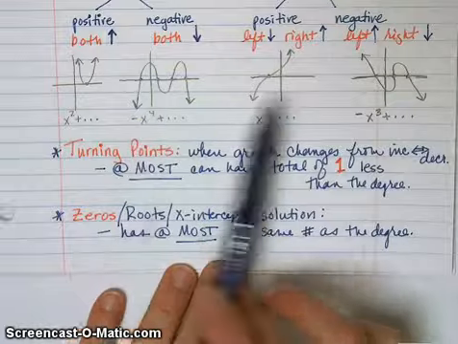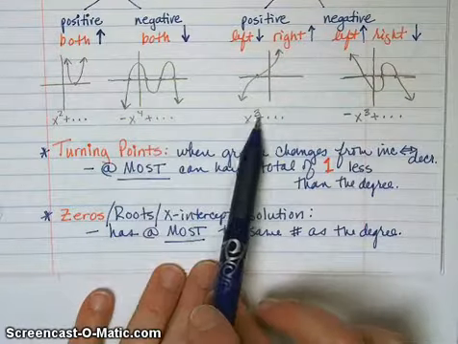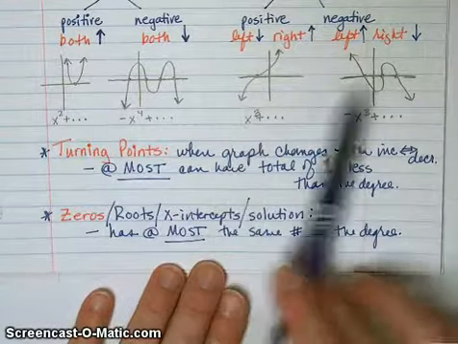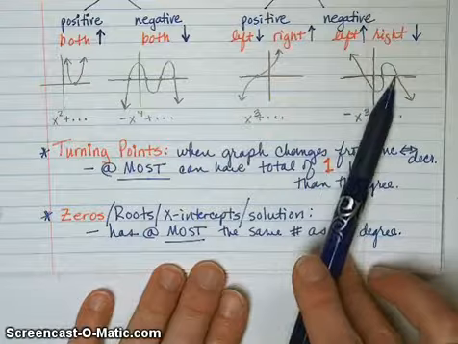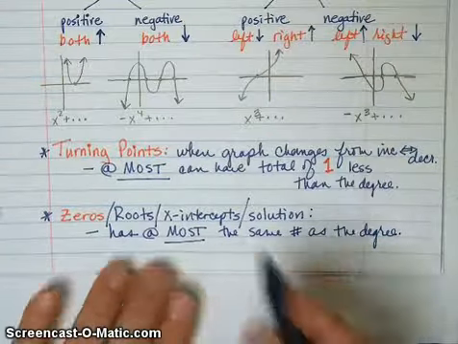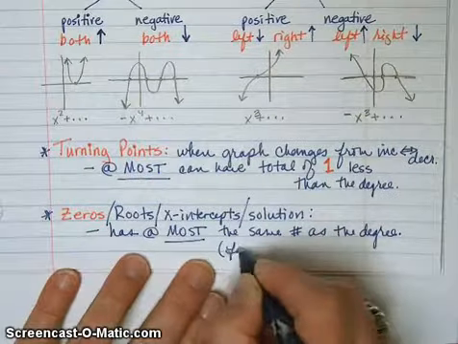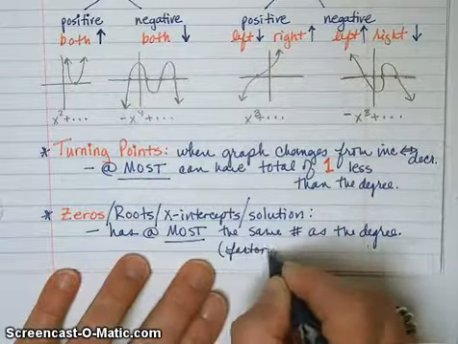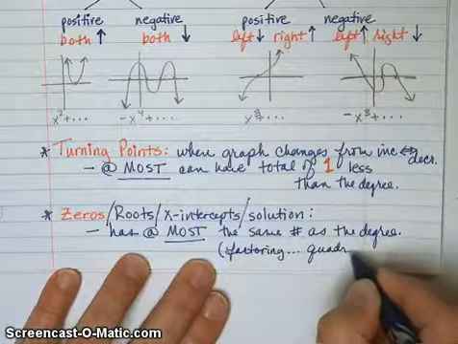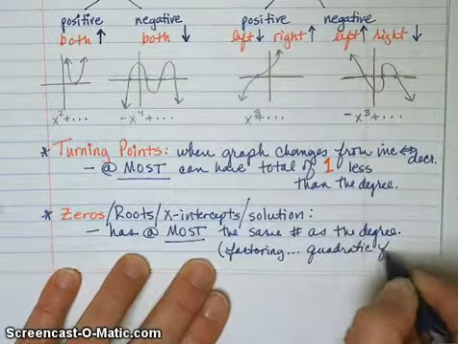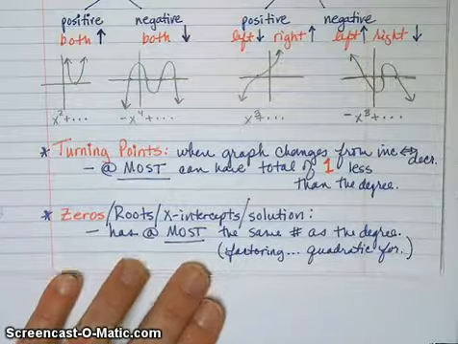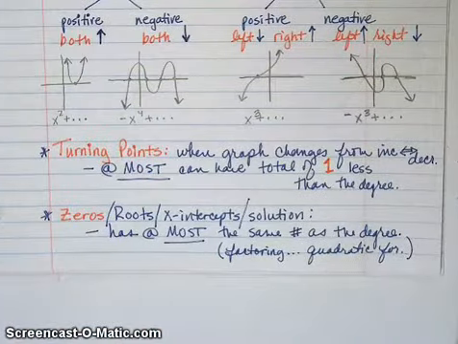That's to the 3rd degree. At most, it could have 3 zeros. It just has 1. This is to the 3rd degree. At most, it would have just the 3 zeros. So this is where you're going to be factoring, or maybe using the quadratic formula. This is where you are solving for those zeros, completing the square, all those good things.